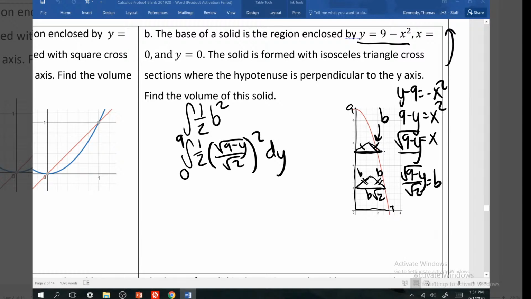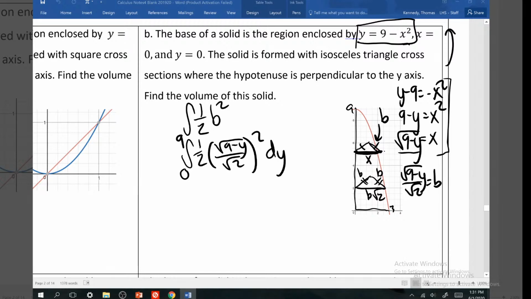How did you get B again? Okay, so what I did for B was I needed to find this distance, which is an x distance. So to find an x distance, I need to solve for x in my equation, which was 9 minus x squared. So that was all this work here, I solved for x. I figured out x equals the square root of 9 minus y. But this x is not what I used to find the volume of an isosceles triangle, because the hypotenuse is not what gives me the volume.